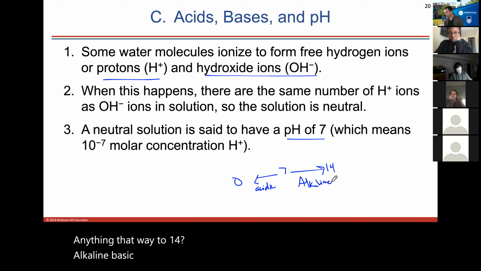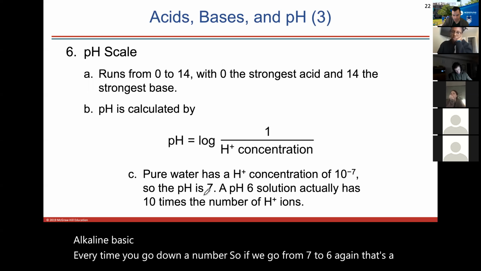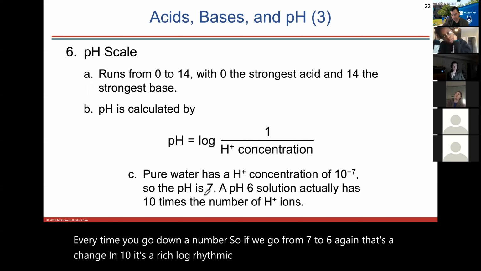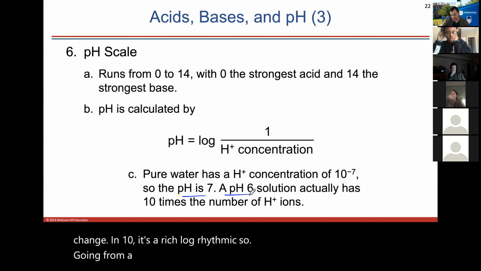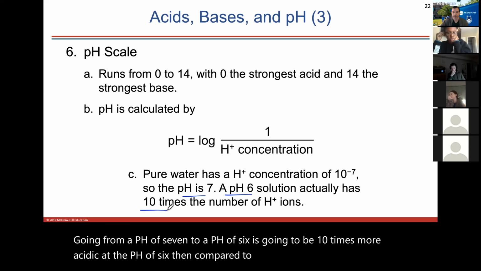Okay. Every time you go down a number, so if we go from 7 to 6, that's a change of 10. Remember, it's logarithmic. So going from a pH of 7 to a pH of 6 is going to be 10 times more acidic at a pH of 6 than compared to 7.